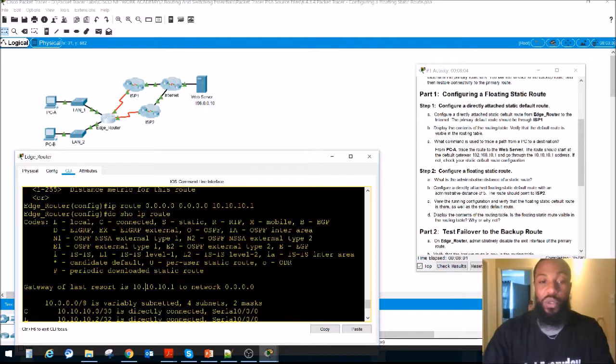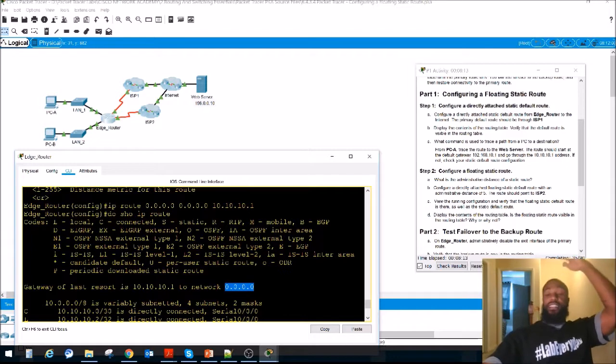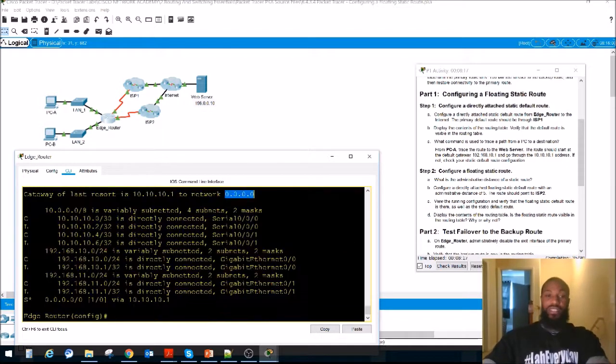You're saying the gateway of last resort is this next-hop router. It's like, I don't know where. Basically, you're saying, if you don't know how to get there, just send them out this interface. And this is the route in the routing table, right?